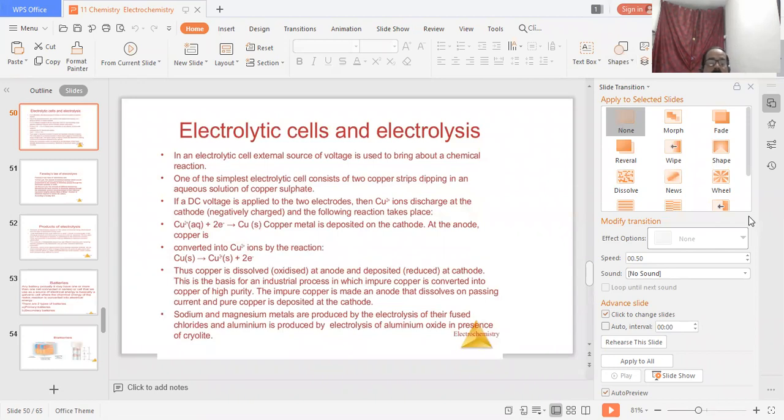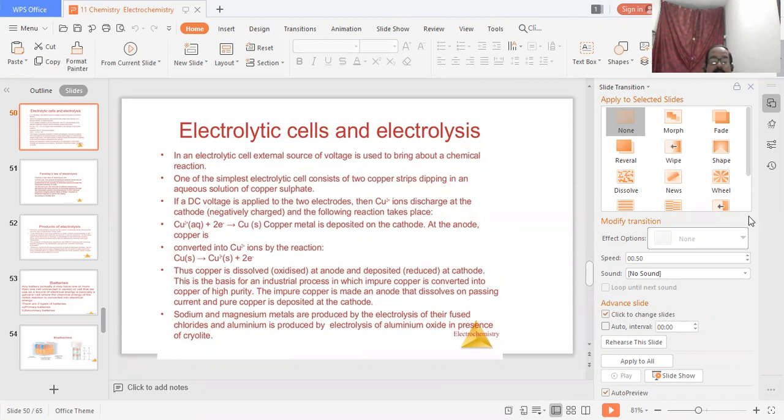Today our topic is electrolytic cell and electrolysis. The first slide. In an electrolytic cell, an external source of voltage is used to bring about a chemical reaction. One of the simplest electrolytic cells consists of two copper strips dipping in an aqueous solution of copper sulfate.